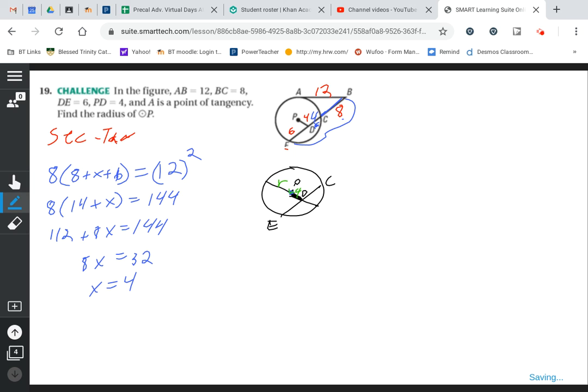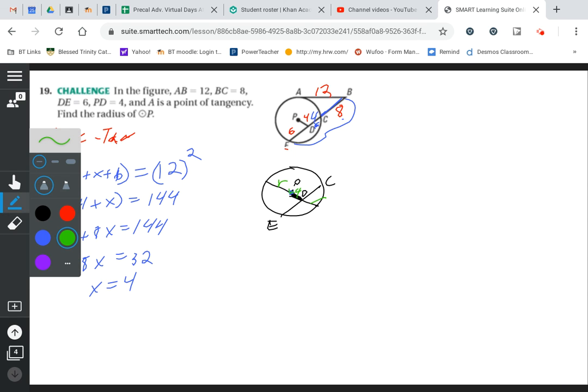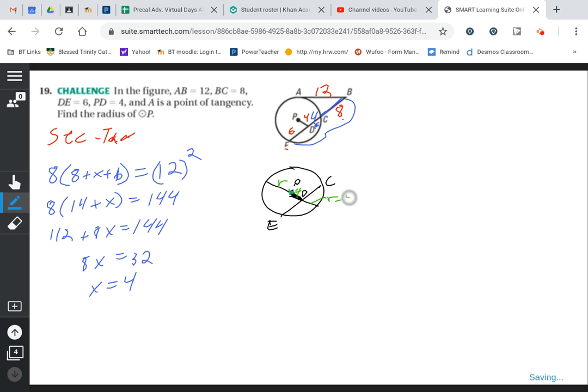But we do know that if P to one side of the circle is R and P to D is 4, then if we extend P through D to the rest of it, this missing piece has to be R minus 4. Sorry about that, I was writing 4. It should be R minus 4. Again, if the whole thing is R and PD is 4, then the rest of it has to be R minus 4.